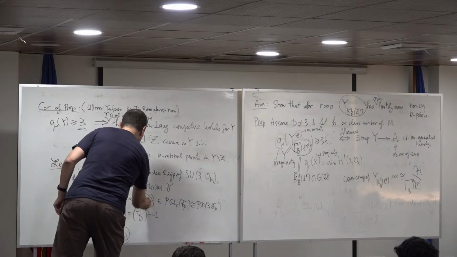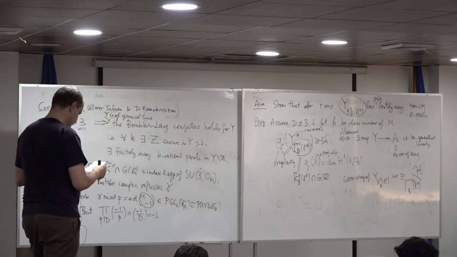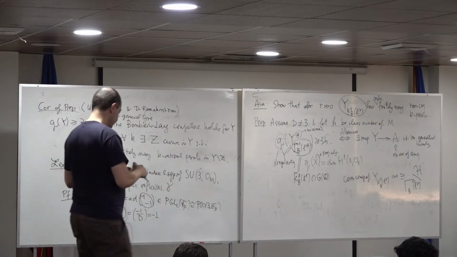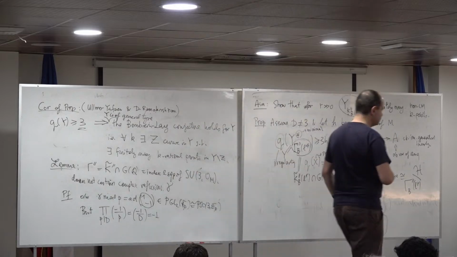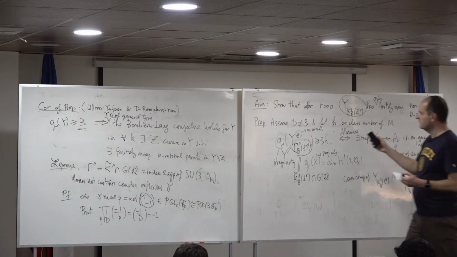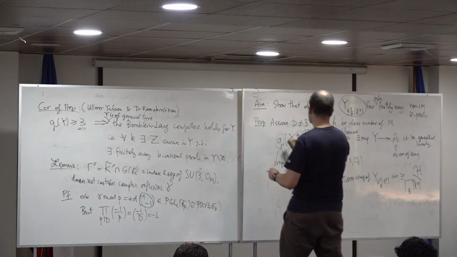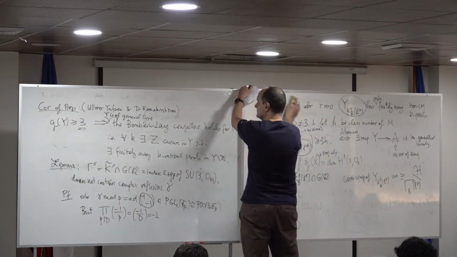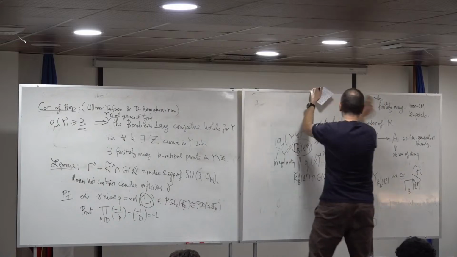The determinant cannot be minus 1. Okay, so there are no complex reflections. So let's explain how the irregularity allows us to finish the proof.